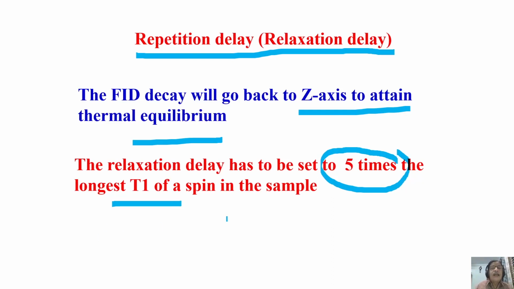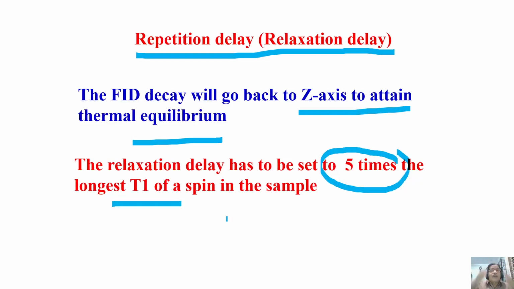You understand? Supposing you don't wait for that 5 T1, I send the radio frequency pulse, the signal will be there, I start collecting the signal, and I don't wait for 5 times T1. Then let's send another pulse immediately without waiting for even 1 T1. What will happen?